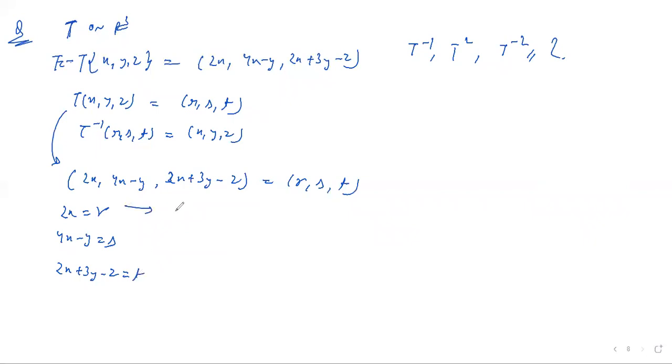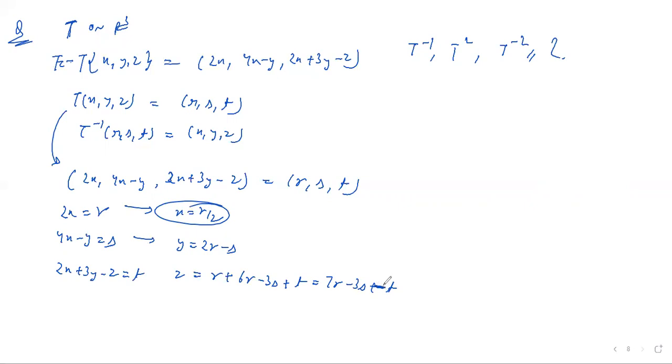So from here I got x equals r by 2, and from this I got y equals 2r minus s, and z equals r plus 6r minus 3s plus t, which is equal to 7r minus 3s minus t. So what is my T inverse? My T inverse of (r, s, t) is equal to (1 by 2 r, 2r minus s, 7r minus 3s minus t). This is my T inverse.